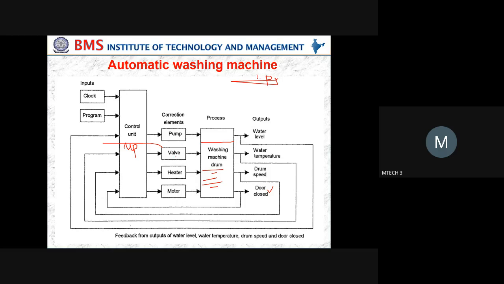Next, after the valve and the pump, the control should go to where? Sir, the control should go to the heater, sir. Very good. The control should go to the heater, because in the main wash cycle, you are going to wash the clothes in hot water, in the presence of hot water. Therefore, the control will go to the heater.